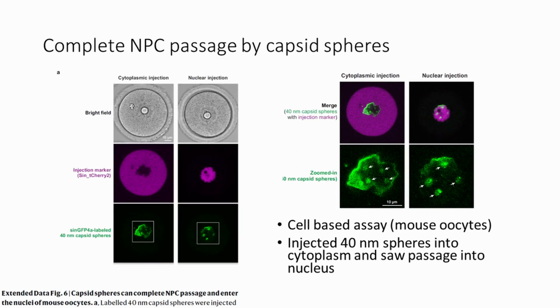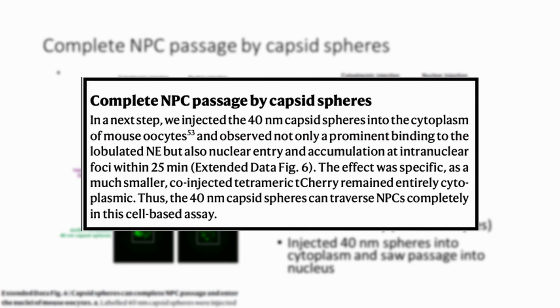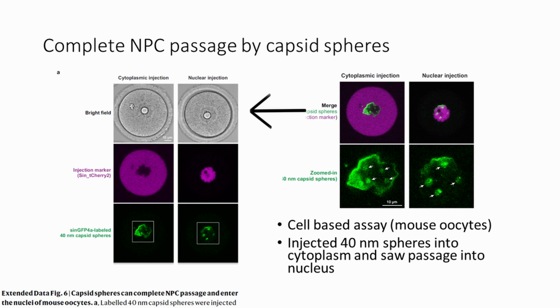Now moving on to the next section, complete NPC passage by capsid spheres. Here we're using the actual cell-based experiment instead of a surrogate. However, the authors are still using the 40 nanometer spheres and not the full capsid. What they did was they injected the 40 nanometer labeled spheres into the cytoplasm of a mouse oocyte cell and directly into the nucleus of that same cell type as their positive control.